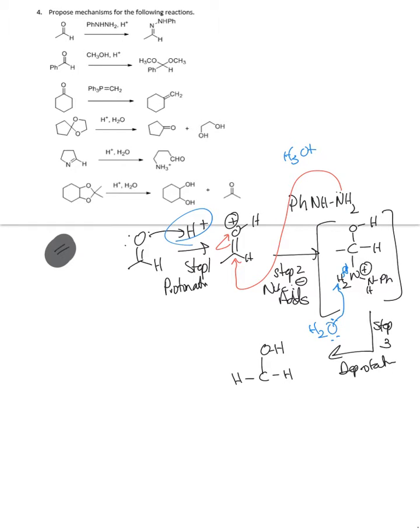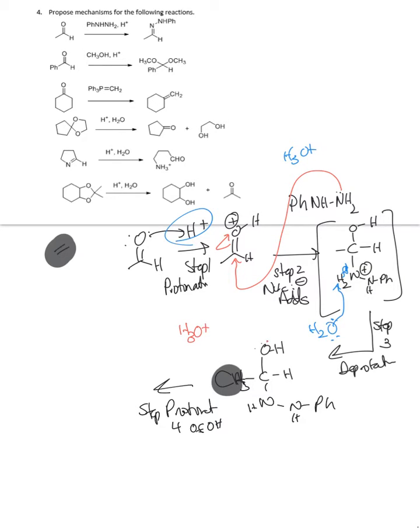Now, what is going to happen here, okay, let's go ahead and write CH3, NH, NH phenyl. What's going to happen is the next thing you're going to get protonation. This is step 4 of the alcohol. So you got H3O+, and this alcohol is going to get protonated. So now we have OH positive, NH, NH, phenyl.